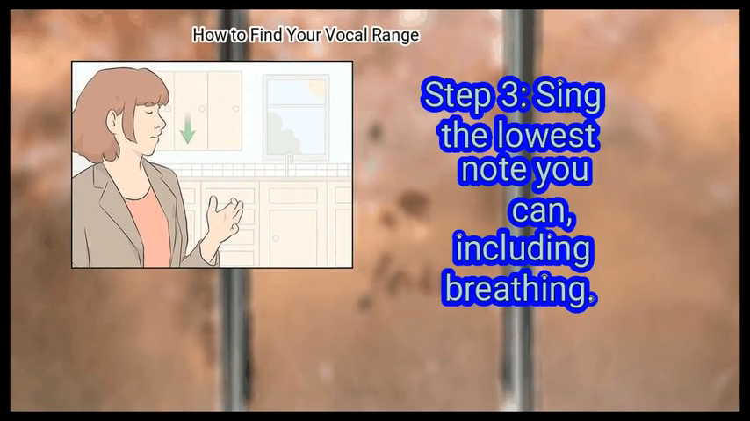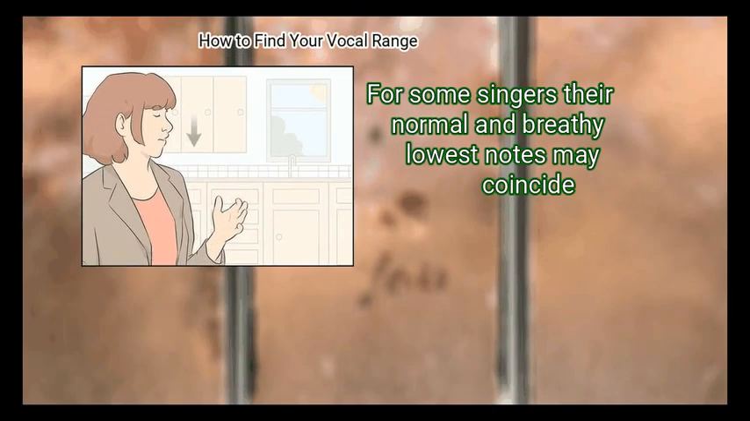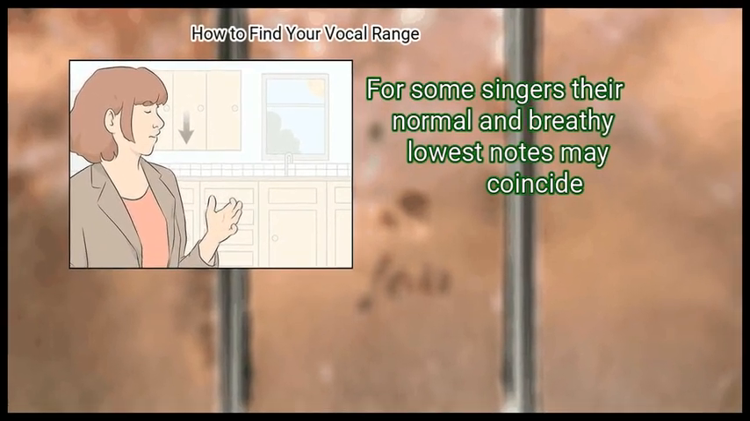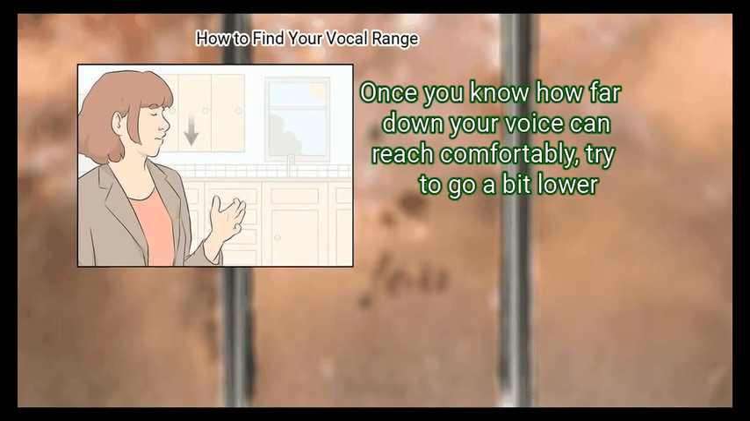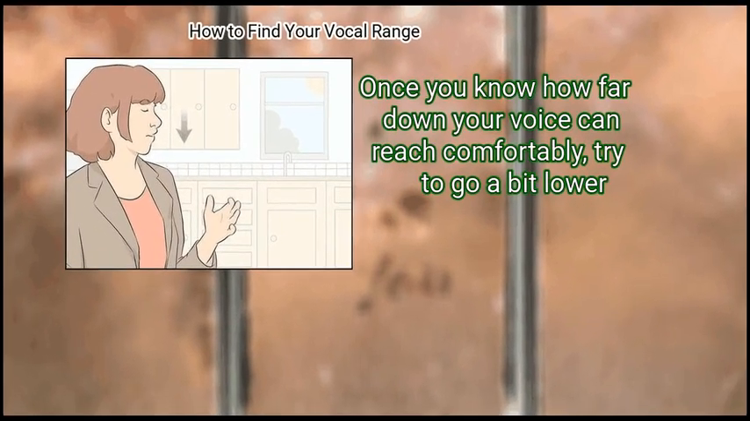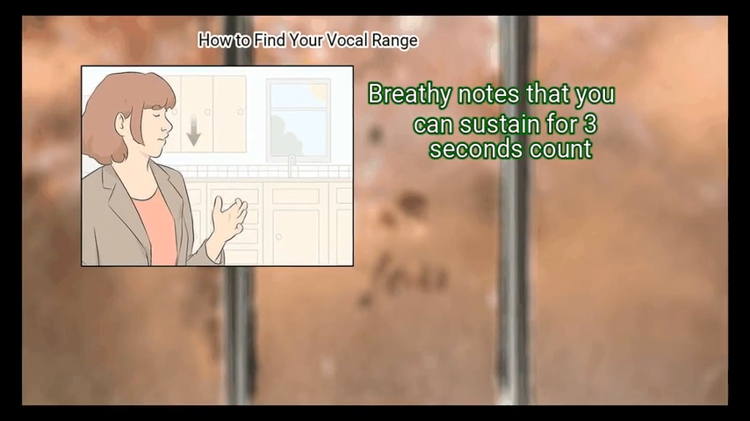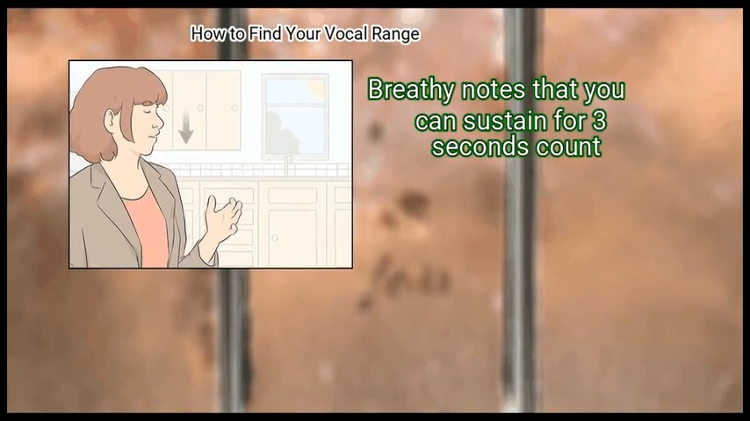Step 3. Sing the lowest note you can, including breathing. For some singers their normal and breathy lowest notes may coincide. For others, they might not. Once you know how far down your voice can reach comfortably, try to go a bit lower. Breathy notes that you can sustain for 3 seconds count.